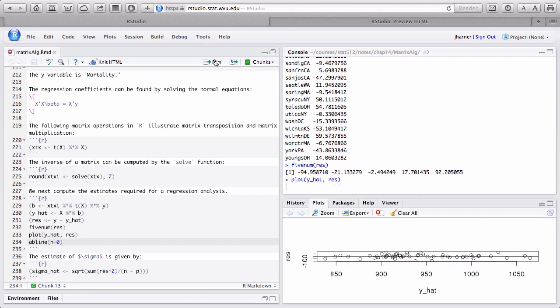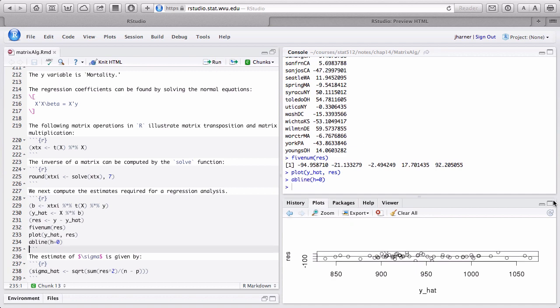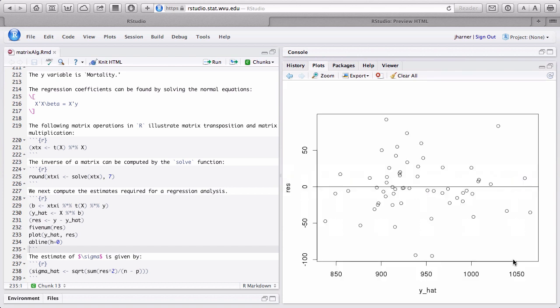If I plot, I'm going to plot a reference line at h equals 0. Let's take a look at the plot of the residuals. So that's the plot of the residuals. It looks reasonably well distributed about 0. So these are the residuals from the model.